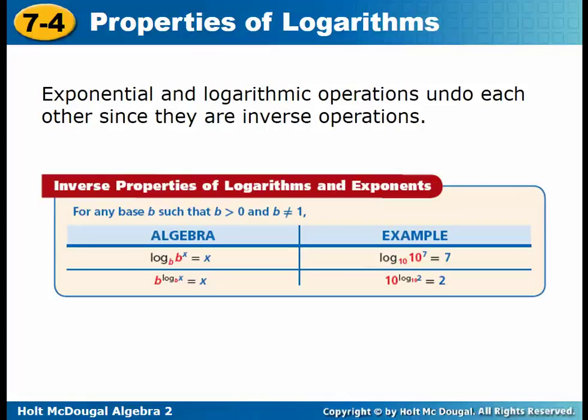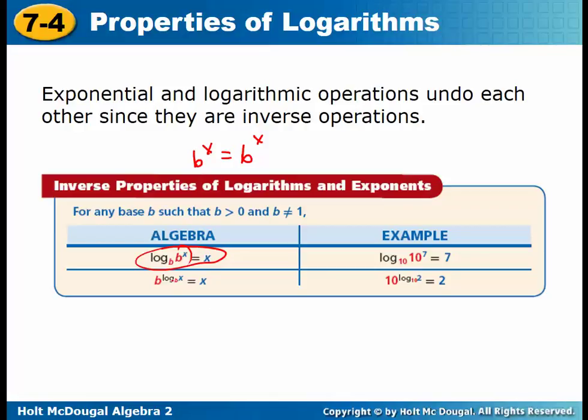And we're going to wait to do the problems on your worksheet until after we've learned the next part as well. Exponential and log functions undo each other since they're inverse operations. We already learned about that. For any base b such that b is greater than 0 and b is not equal to 1, log base b of b to the x would be equal to x. So why would this be true? You're just undoing it. We know that the base to the exponent is equal to this part. It's the same thing. This undoes itself.